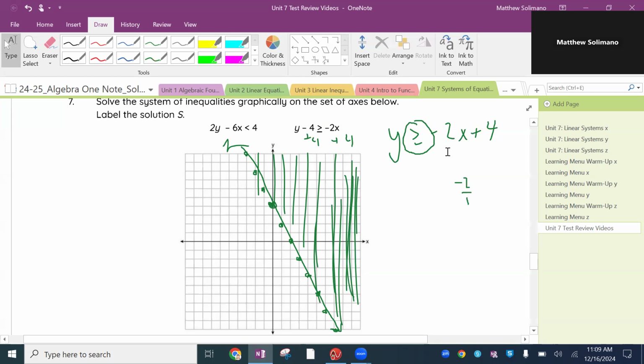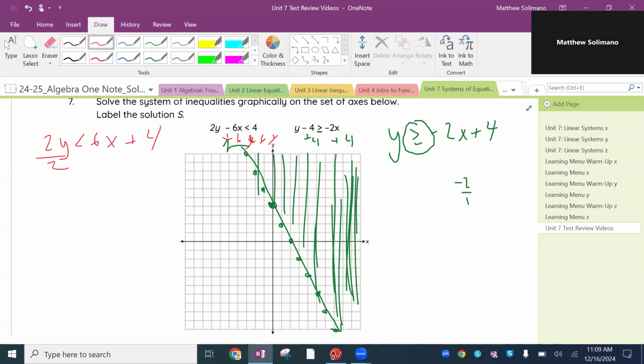Now I'm going to graph the other one. I'll do that one in red. We'll keep the Christmas color theme going. So 2y, I'm going to add 6x to both sides. So 2y is less than 4 plus 6x, or I could just write the 6x first to keep it in y equals mx plus b. So 2y is less than 6x plus 4.